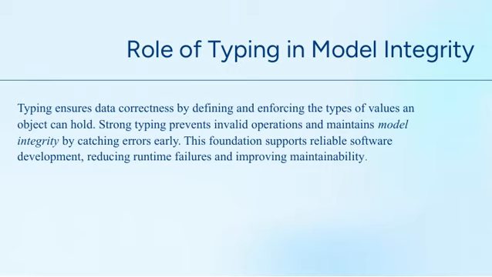Let's talk about the role of typing in maintaining model integrity. Typing is all about ensuring data correctness by clearly defining what types of values an object can hold. This is crucial because it helps us prevent invalid operations before they even happen. Strong typing acts like a safeguard, catching errors early and protecting the integrity of our models. This foundation is essential for reliable software development because it reduces runtime failures and makes our code much easier to maintain. When our data types are clearly defined and enforced, everything becomes more predictable and robust, which ultimately supports the overall quality of our systems.